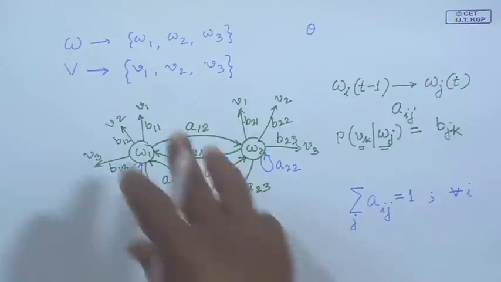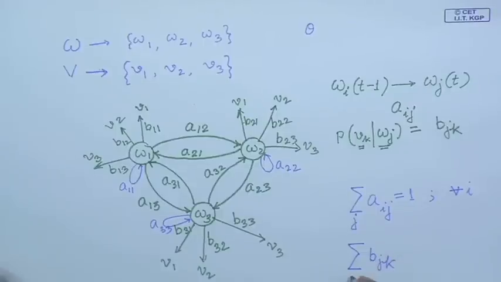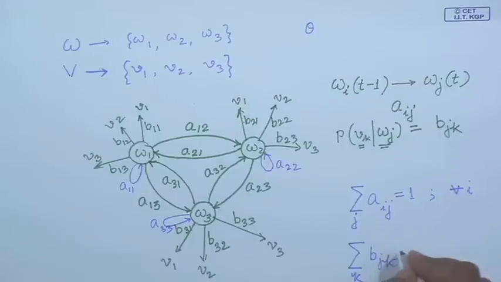And similarly, when the machine is in any state, it always emits a visible symbol. Because it always emits a visible symbol, I must have, when I take the summation over k, because v k is the symbol and b j k indicates that from hidden state omega j the machine emits a visible symbol v k, and it always emits a symbol. So this b j k summed over all k also has to be equal to 1, and this will be true for all j, that is, for all the hidden nodes.